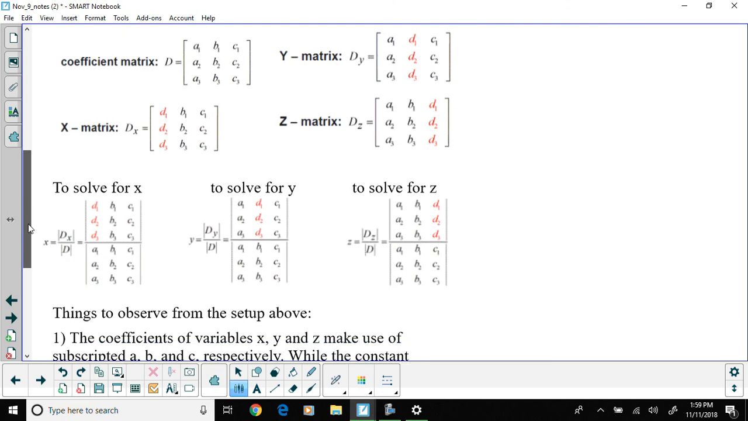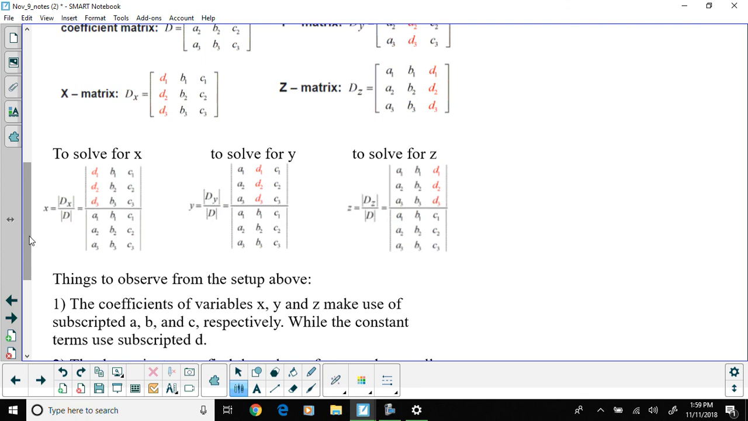So things for you to consider here. The coefficients of the variables x, y, and z are the subscripted a, b, and c respectively, while the constant terms use subscripted d. The 1's are just saying row 1, the 2's are saying row 2, and the 3's are saying row 3.